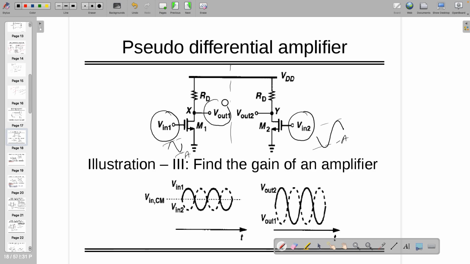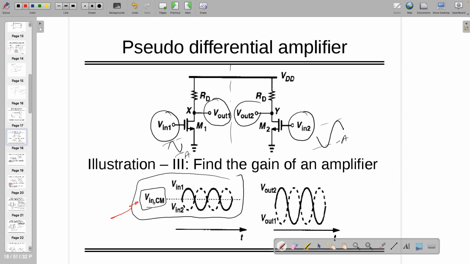Of course, V out 1 and V out 2 will also have 180-degree phase shifted outputs, by the way. Right? So when you give such an input with some common mode, why do we need this V in CM? If we don't give V in CM, is it okay, or do we need it? To bias, right? Just to make sure that your transistor is in the required mode of operation. So V in CM is doing that work.